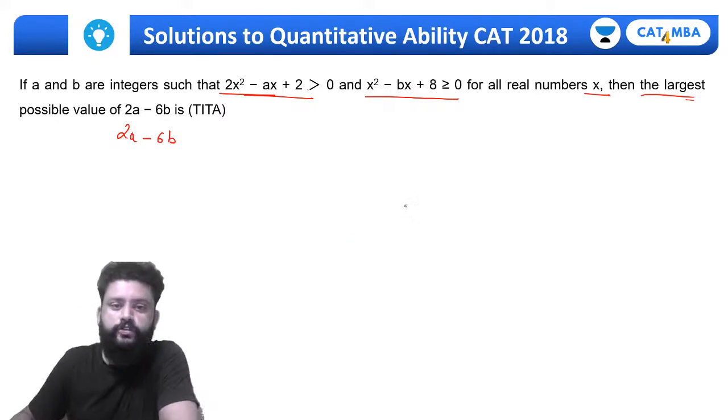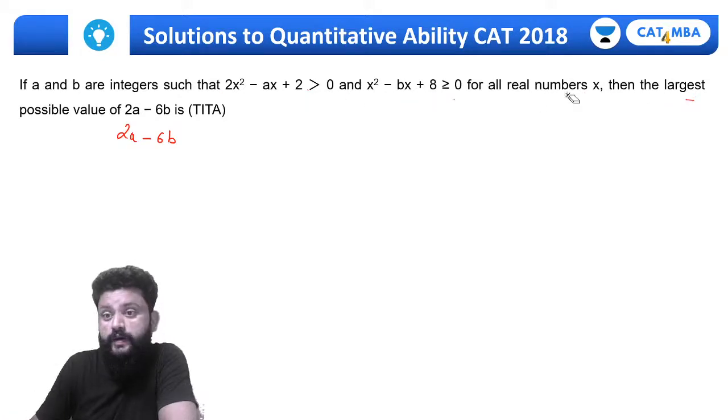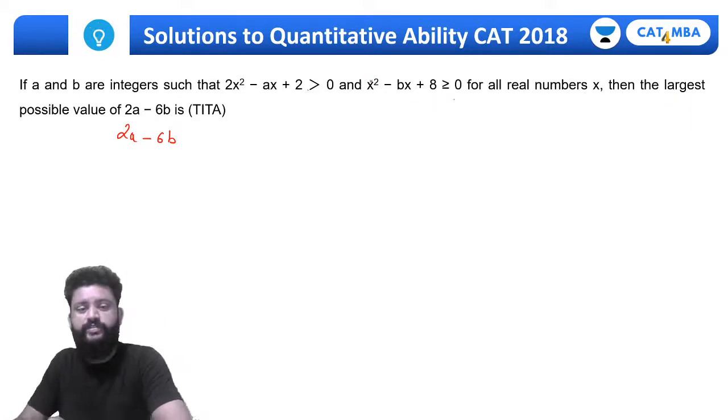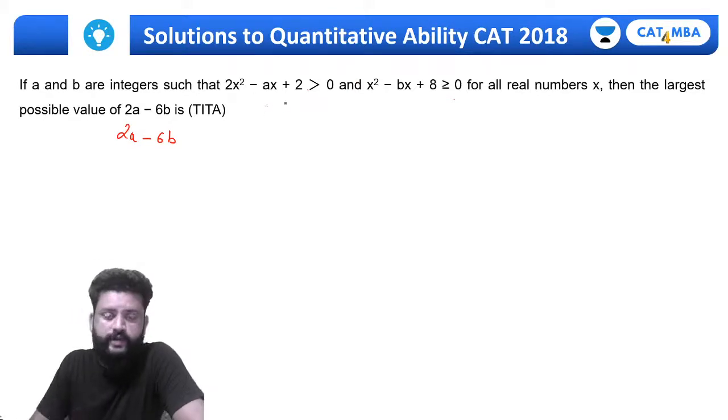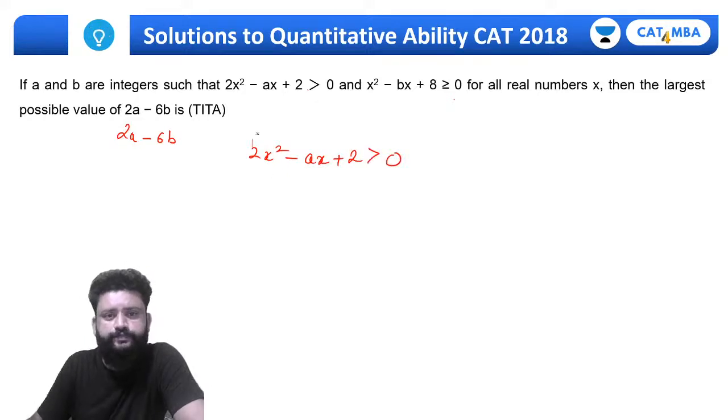Think about it. Okay, so the common logic जो बहुत बार अलजेब्रा में हमें यूज होता है, कैट के काफी सारे क्वेश्चंस में ये लॉजिक यूज होता है. So we go for the perfect squares. Okay, so this equation is 2x square minus ax plus 2 greater than 0. Okay, after that let's divide it by 2. X square minus a by 2 x plus 1 is greater than 0.